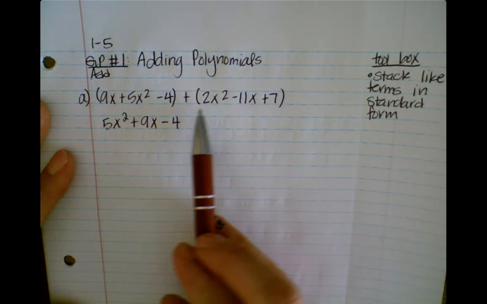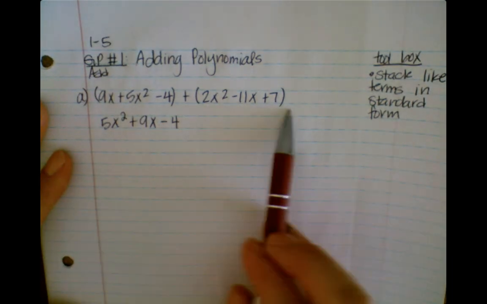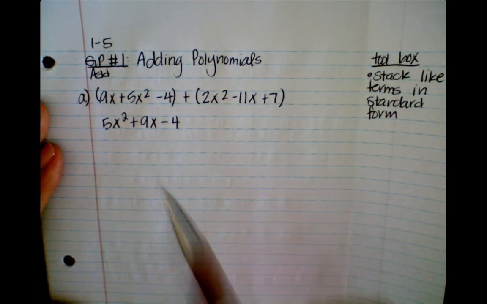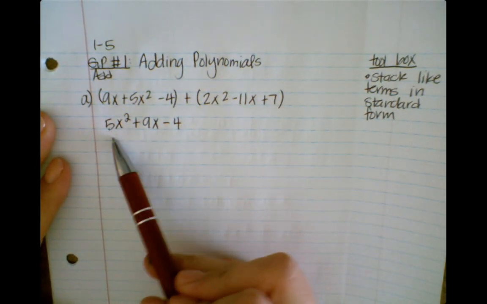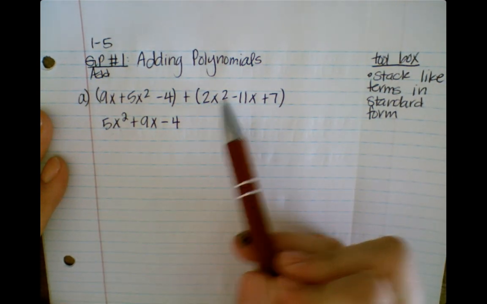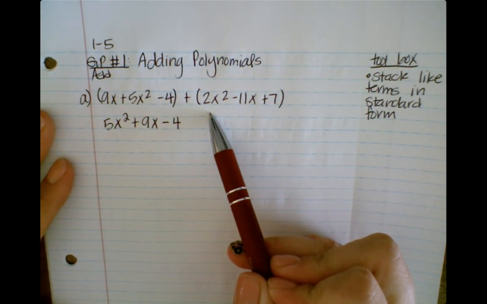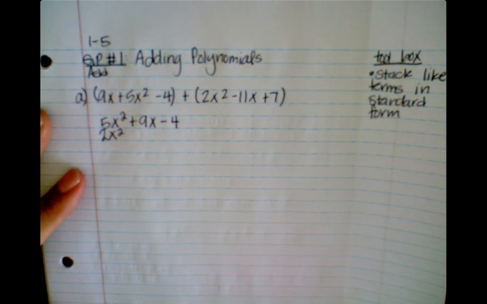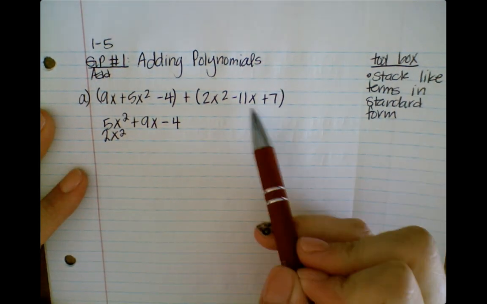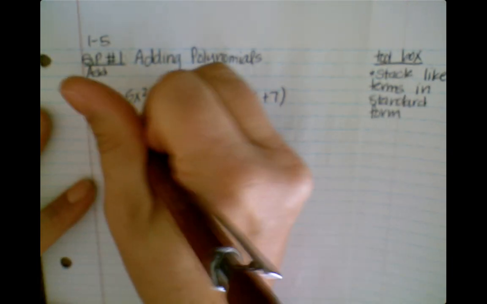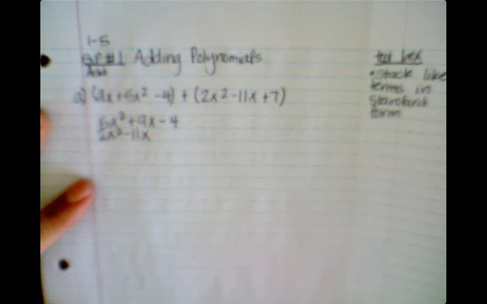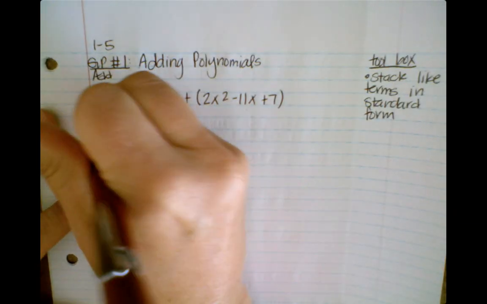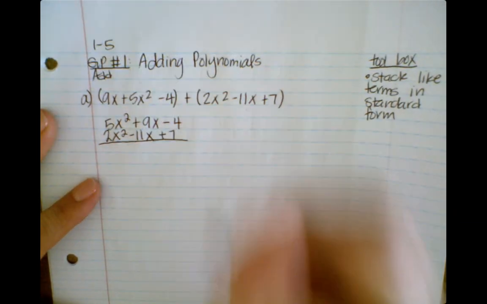And then I'm going to stack the like terms from the second polynomial under the first polynomial. So 5x squared is a like term with 2x squared because they both have x to the second power. So that's 2x squared. 9x and negative 11x are like terms. And 7 and negative 4 are like terms because they're both constants. They do not contain a variable.